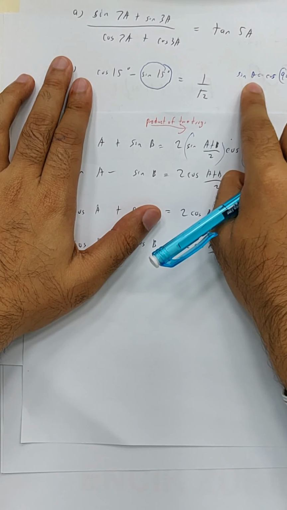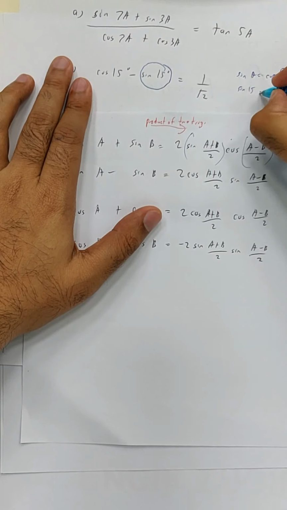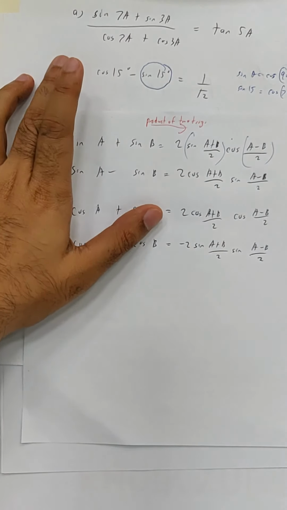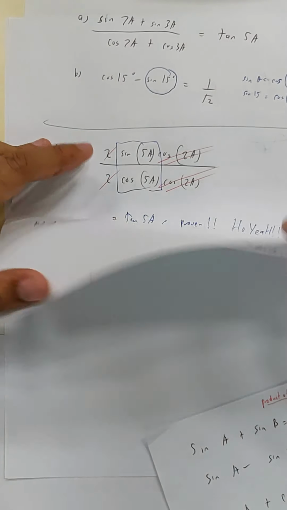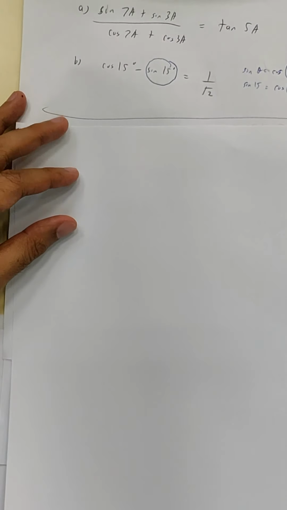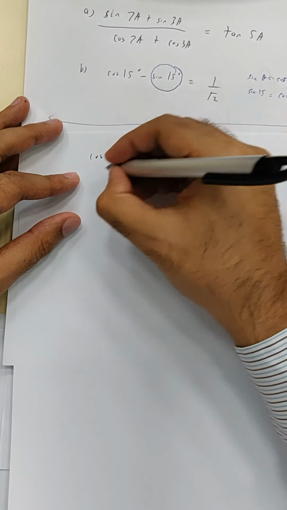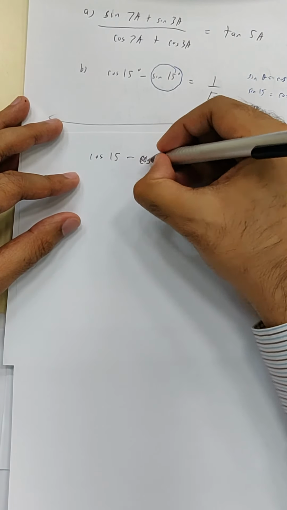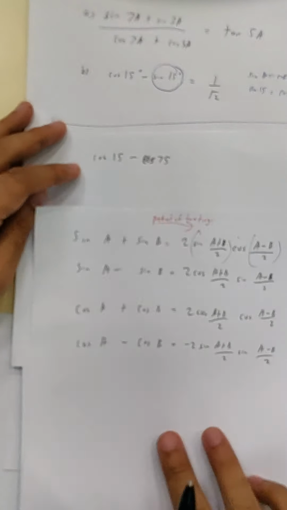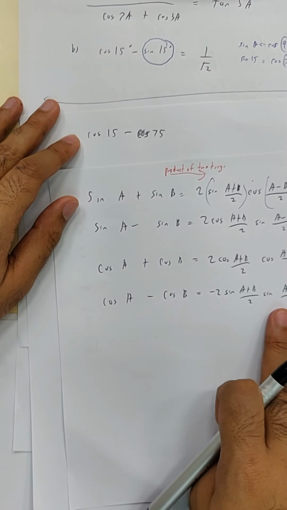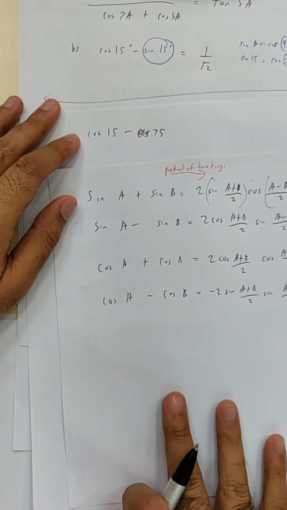So sine 15 is cos 75, right? So cos 15 minus sine 75. Oh, sorry, cos 75. See, cos and cos, now only you can start in solving them. Down here. Okay, sorry, I ran out of time. I'll be quick.